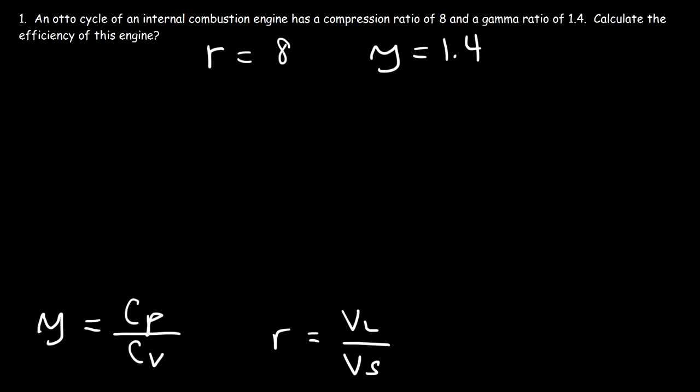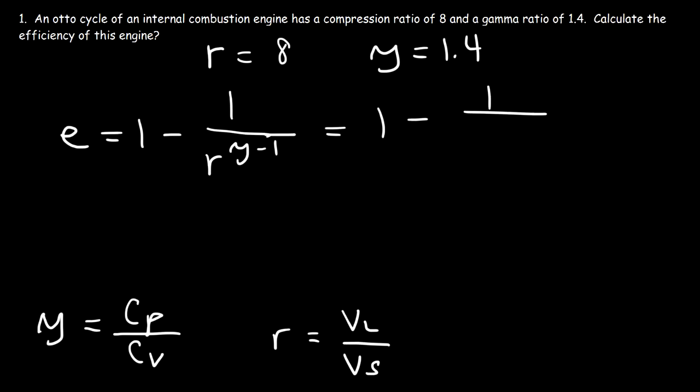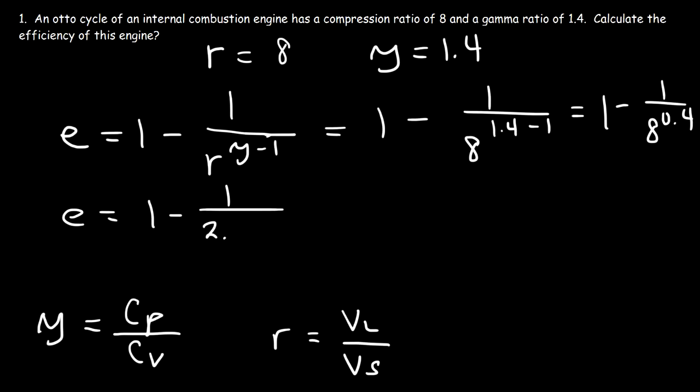Now let's focus on finishing this problem. So the efficiency is equal to 1 minus 1 divided by R raised to the gamma minus 1. So in this example, the compression ratio is 8, and gamma is 1.4. And 1.4 minus 1 is 0.4. Now 8 raised to the 0.4, that's equal to 2.2974.